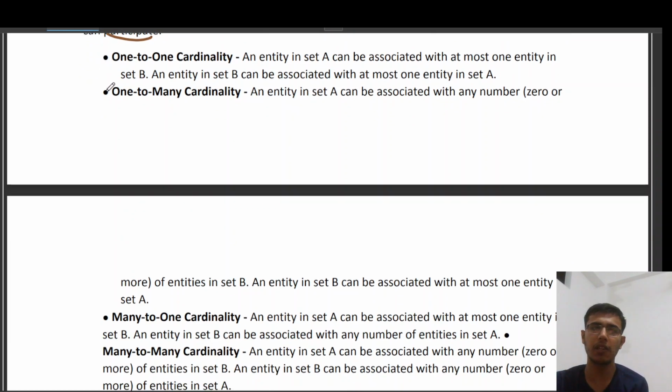There are two to three types of cardinality. Number one is one-to-one cardinality.